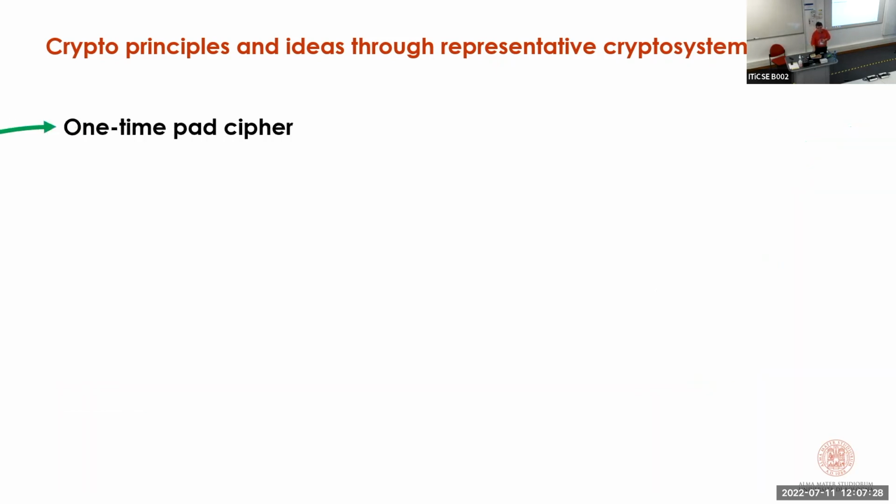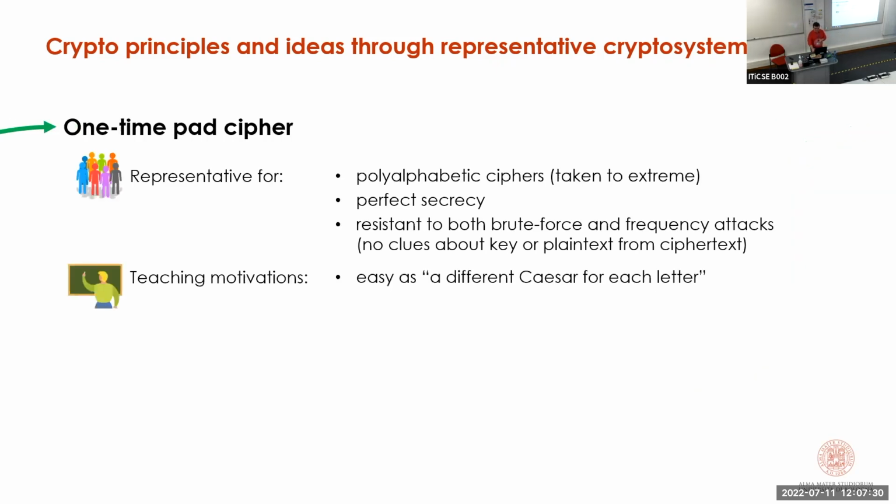So we move directly to the one-time pad cipher, because it is easy to teach it as a different Caesar key for each letter: encrypt every letter with a different Caesar key, and that's it. And surprisingly, this brings perfect security, perfect secrecy. So it is resistant to brute force and frequency attack. You can easily see that you don't have any clues about the key or the plain text from the cipher.